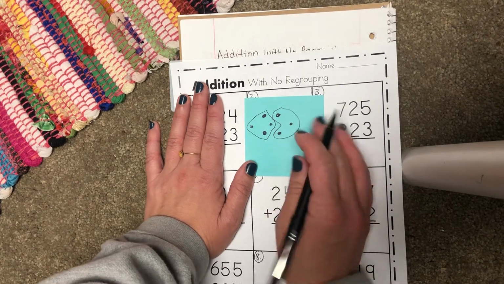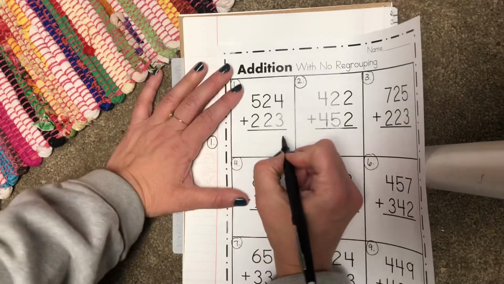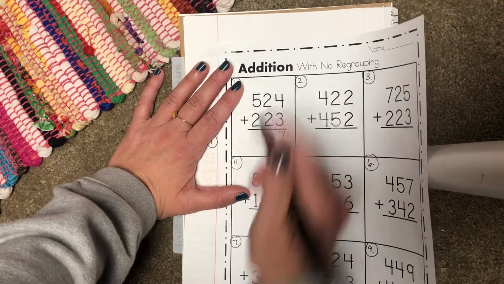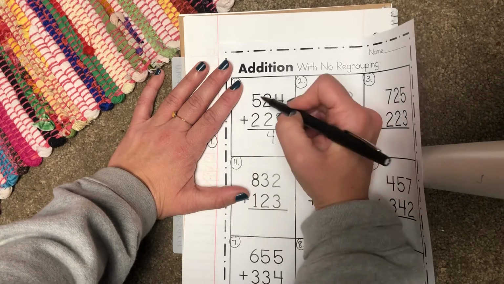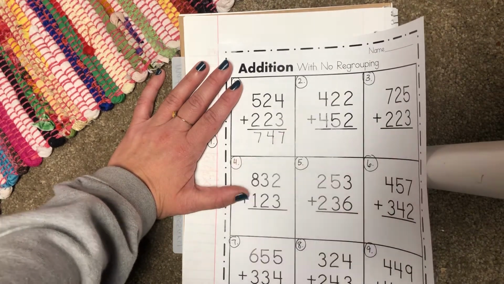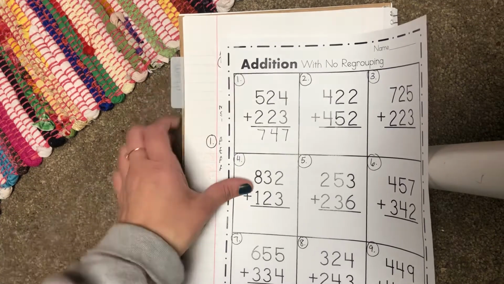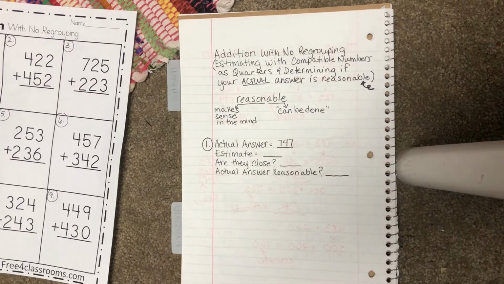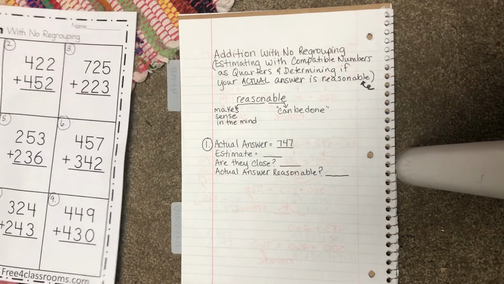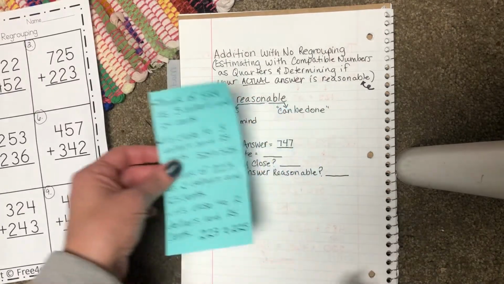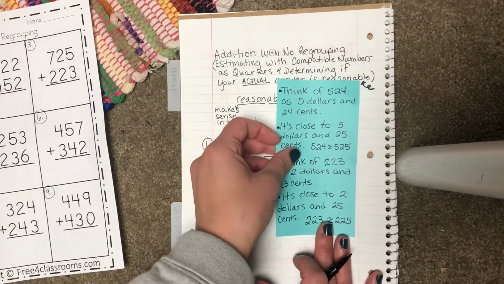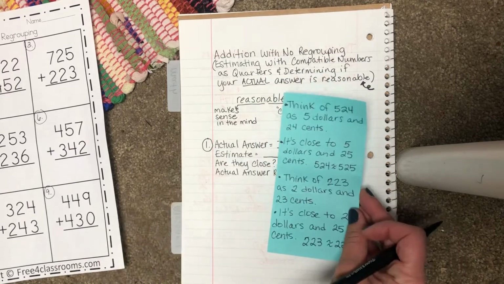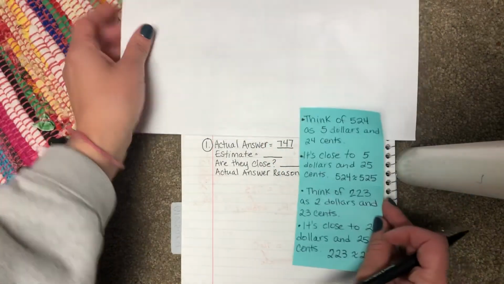Okay. So we know that this is going to be 7. 2 and 2 is 4, and 5 and 2 is 7. So what I want us to do after we get our actual answers, that the actual answer is 747, I want us to estimate, and I want us to practice again thinking of them as quarters, okay? So I jotted down some thought processes you could have here. I feel like this is kind of a lot to see. Here we go.